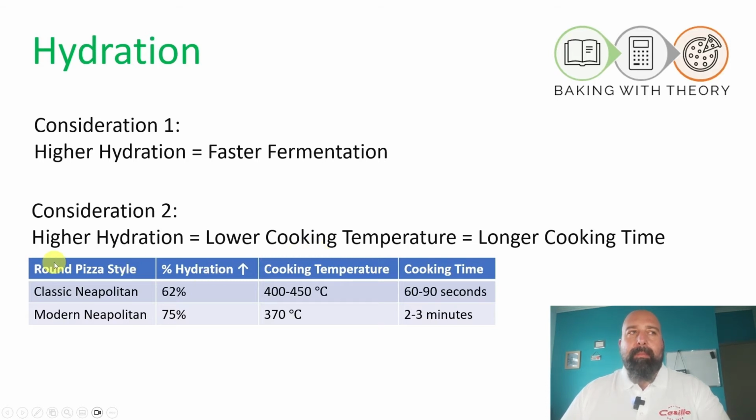Now the example, remember, I'm using percentages that I use on my website, and you can change them. But what I want to show here is, for example, the classical Neapolitan pizza, that usually is around 62% of hydration, and usually it's cooked at a high temperature. So we are talking about 450 degrees. And of course, it takes 60-90 seconds. It's really aggressive. While a modern Neapolitan with higher hydration will require a lower temperature, in this case 370 degrees, and the cooking time will be around 2-3 minutes.